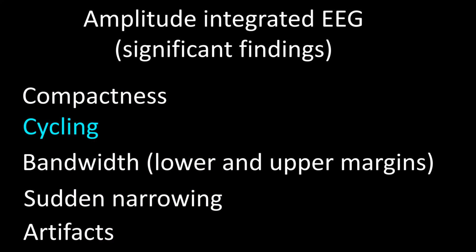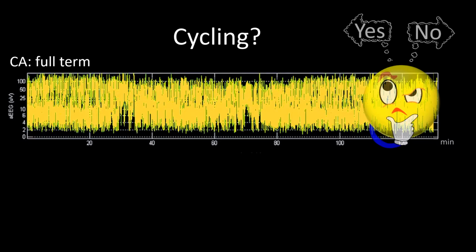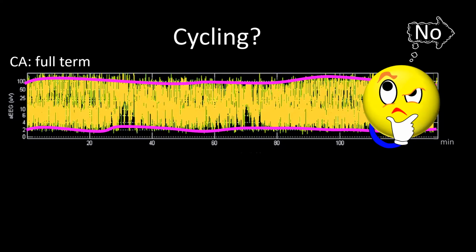Next item to analyze is cycling. To determine the presence or absence of cycling, we trace the upper margin and the lower margin and decide whether cycling is present or absent based on experience. In this case, cycling is absent. Absent cycling in slightly over 2 hours in a full term is usually abnormal.